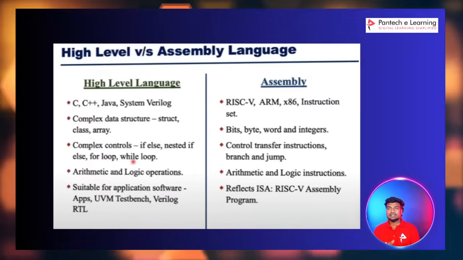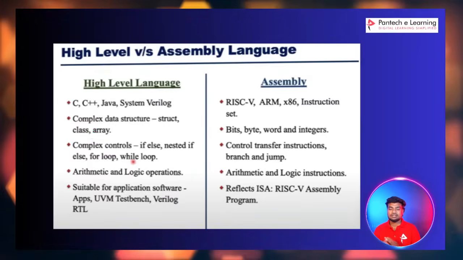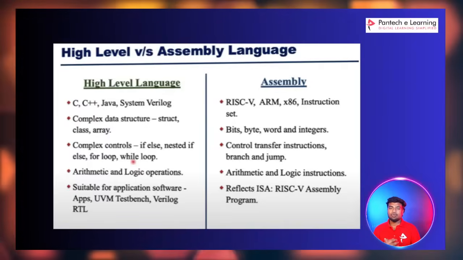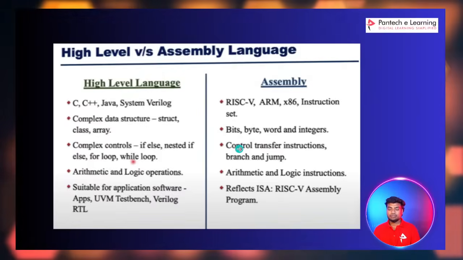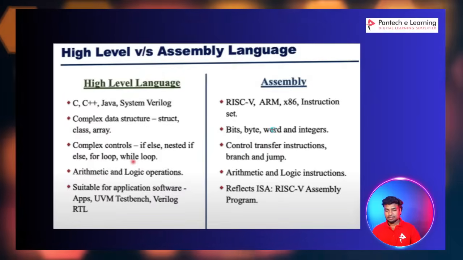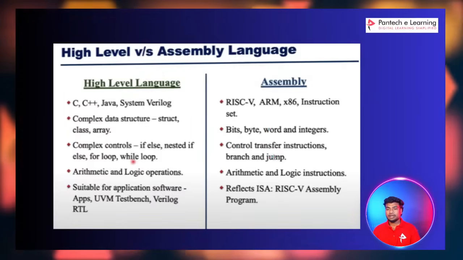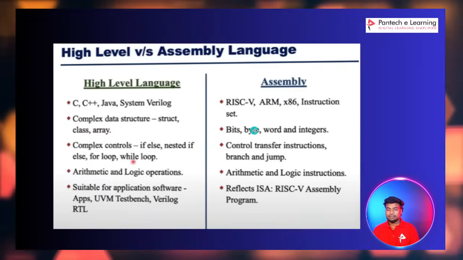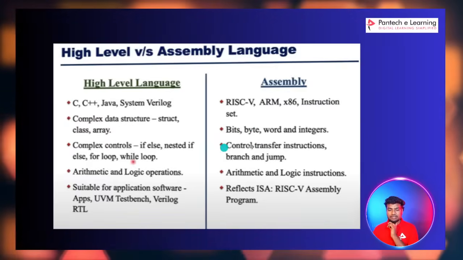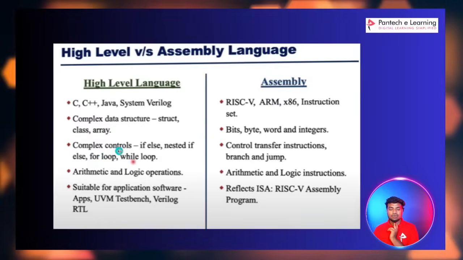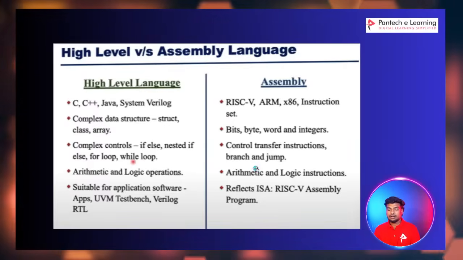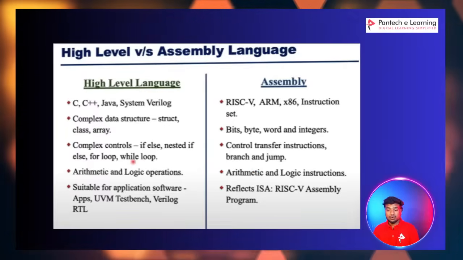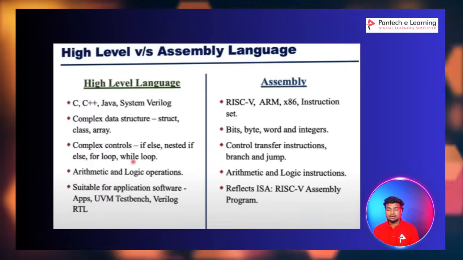In the high level language, we are using the structure, array, and OOPS concepts for high level computing, but in the assembly we mostly use bytes, bits, words, and registers. Word means 32 bit, byte means 8 bit. So this is the difference. Here complex controls like if else, nested if, for loop, in assembly are in the form of control transfer instructions, branch or jump.